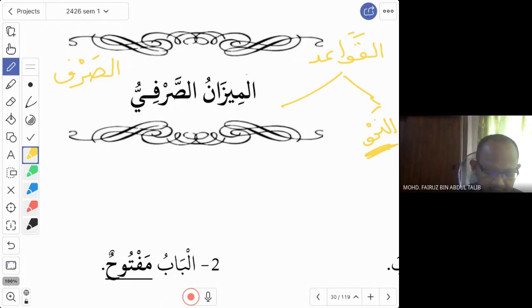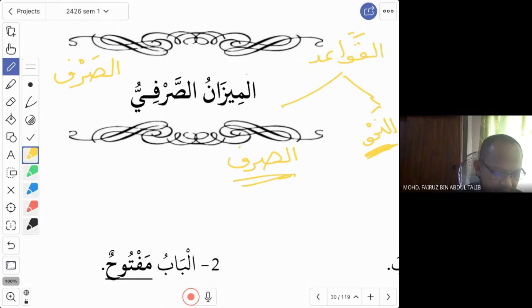Another branch of knowledge is called as-sarf, and sarf is related to the word itself. How do you form a word? How do you change a word? What we have learned so far, the wazan, how do you change from madi to mudari, how do you identify the root word, these are all parts of sarf. So these are the difference between nahu, syntax, and sarf. Sarf is morphology, part of the grammar.